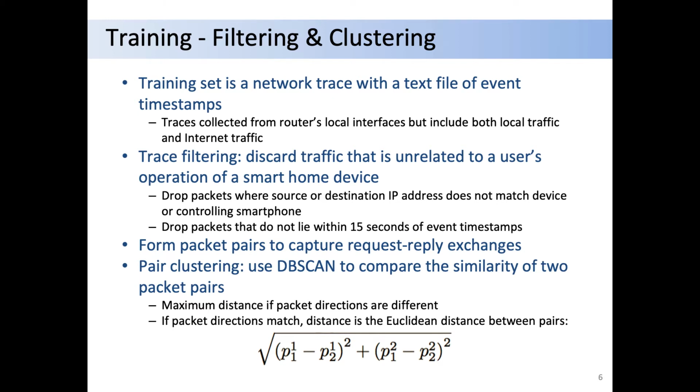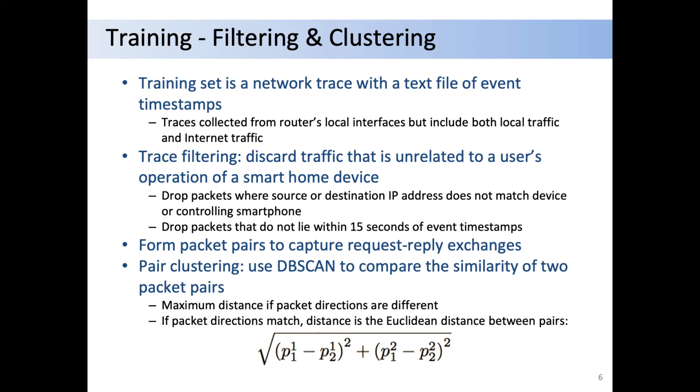And then they used a clustering algorithm, DBSCAN, which stands for Density-Based Spatial Clustering of Applications with Noise, to actually compare the similarity of two packet pairs. So the maximum distance between two packets will occur if the directions are different. We don't want to match any packets where one is a request and the other one is a reply.